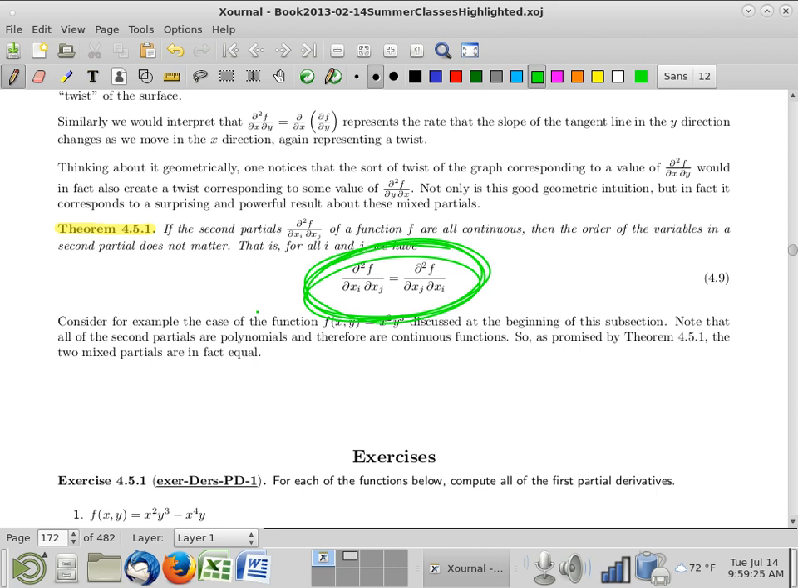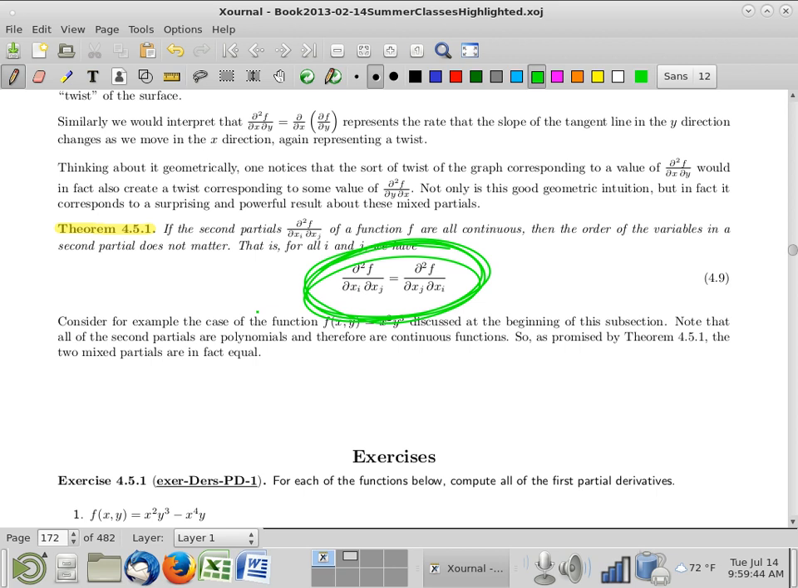But whether you're taking the xi partial of the xj partial or the xj partial of the xi partial, you're just two different points of view on what's ultimately the same kind of pringling of your surface. So it's not terribly surprising that those mixed partials are the same.